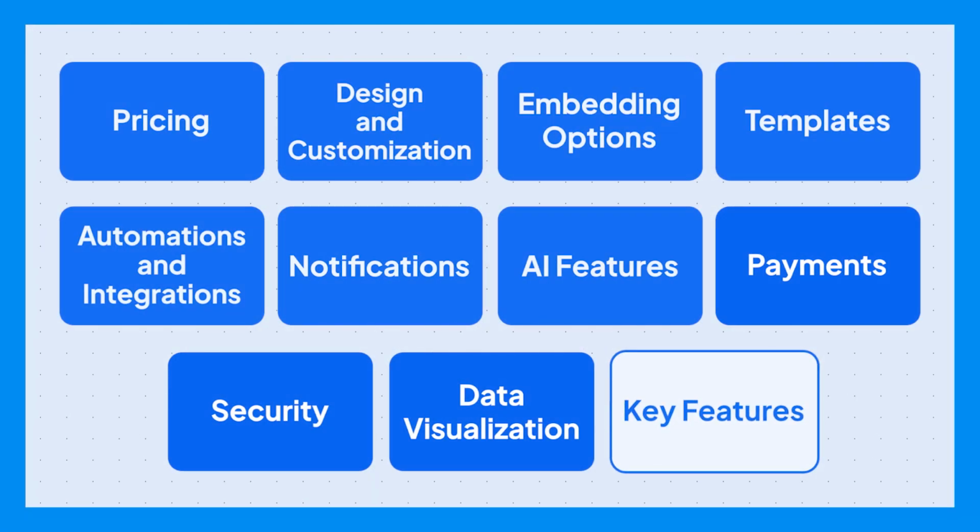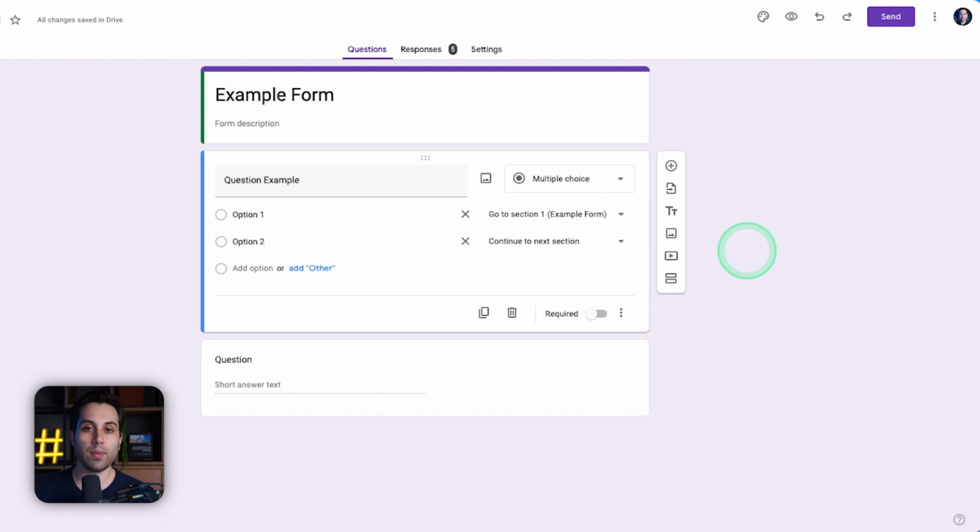Now let's talk about some key features of Google Forms and Typeform as well. Google Forms will allow you to seamlessly integrate with Google Sheets because it's part of the Google Workspace suite, so you can use it natively. There is a cool feature here that when people are logged in with their Gmail accounts, it will automatically get this information for you.